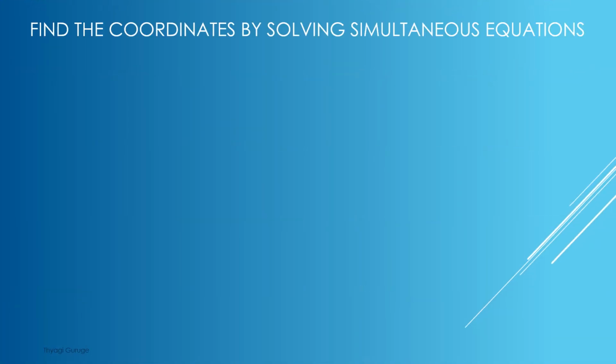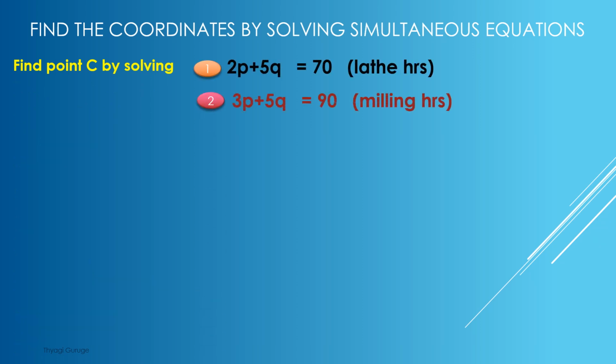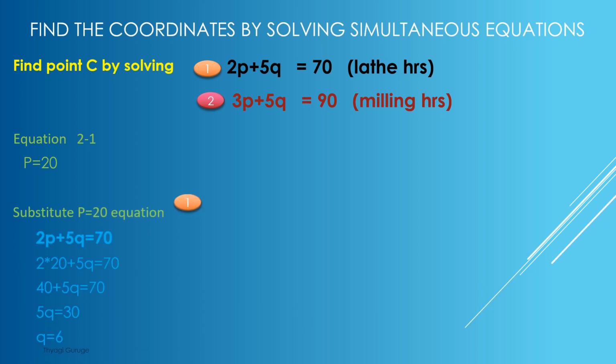To find point C, we have to solve equation number 1 of lathe hours and equation number 2 of milling hours. You can see 5Q is common to both equations. Therefore, from the highest figure we deduct the lowest figure, which is from equation 2, we deduct equation number 1. Accordingly, we get P as 20. Now we substitute P equals 20 into equation number 1. Ultimately, we get Q as 6.